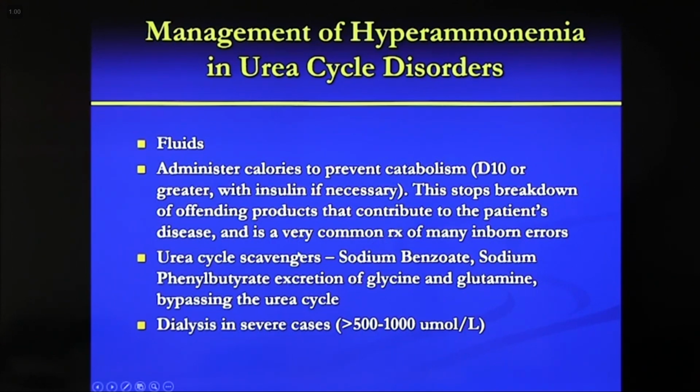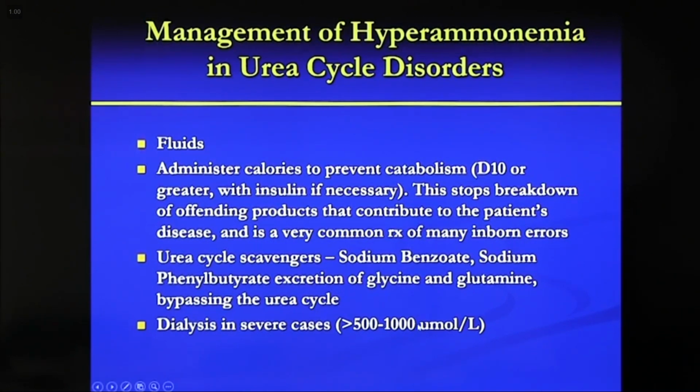The second way to do things is that there are scavengers. There's sodium benzoate, which is found in a variety of treats. If you go to the store, I won't name any names, but sodium benzoate is a preservative, but it also is a scavenger. And sodium phenylbutyrate is another one. And they take glycine and glutamine, which are two amino acids that are very close to ammonia. They allow them to be excreted as different forms. So they bypass the urea cycle by not using it.